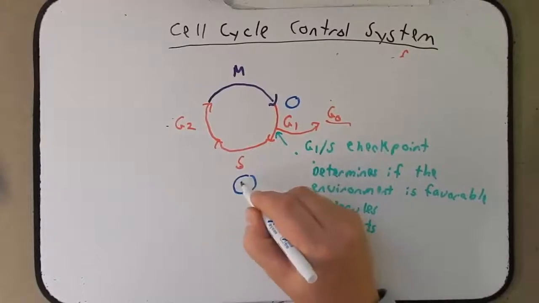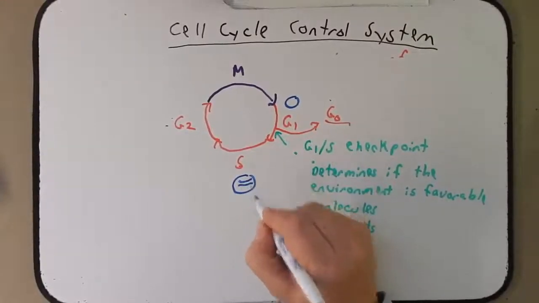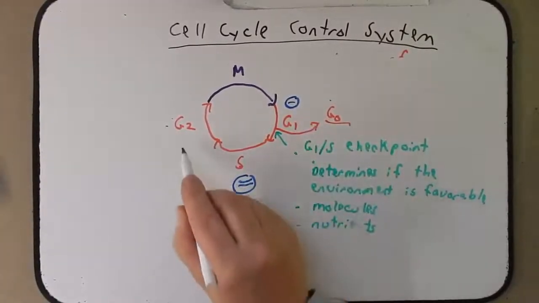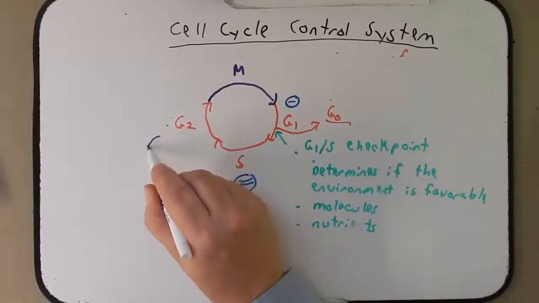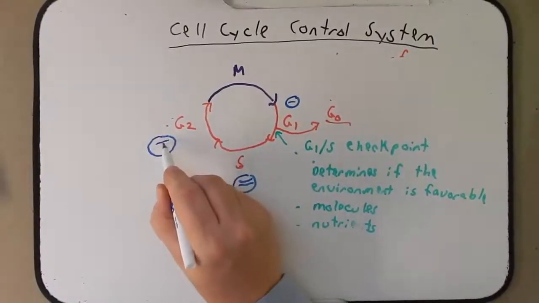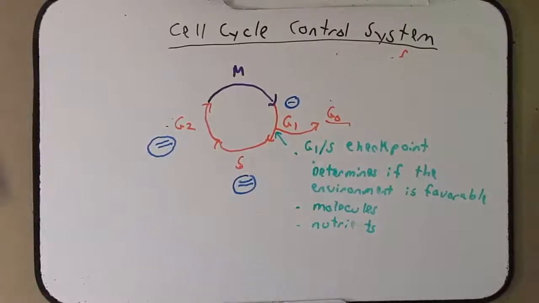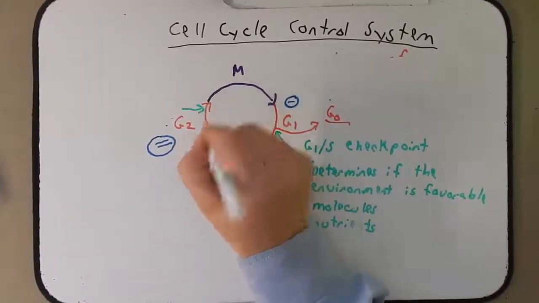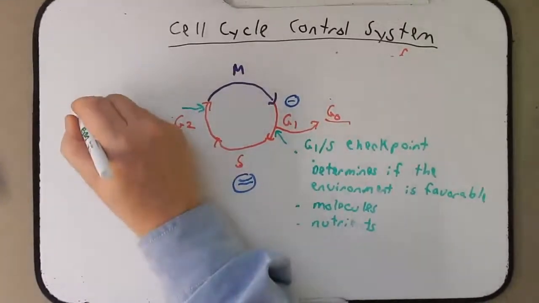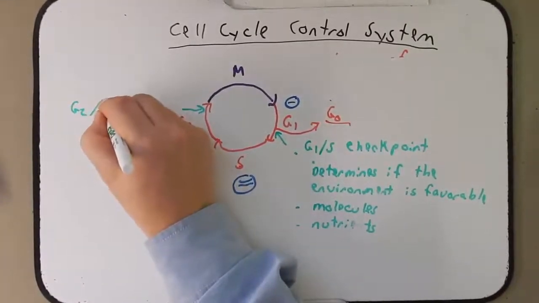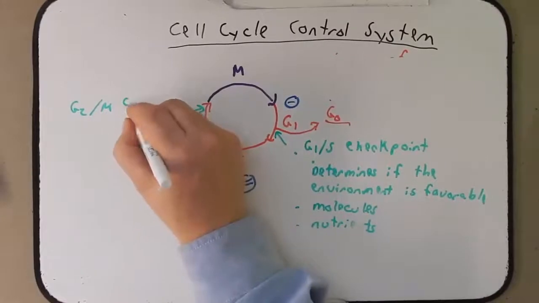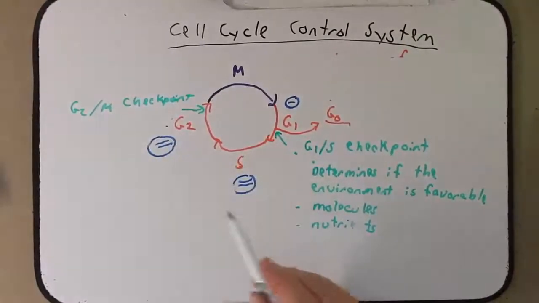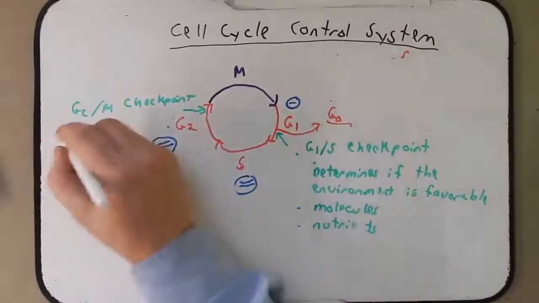In S phase, it will copy that DNA into 2 copies. It will enter into G2. In G2, the cell will get bigger, still with those 2 copies of the DNA. But before it goes into M phase, we have another checkpoint. And this checkpoint is called the G2M checkpoint. Not very creative, but very descriptive. This is a very important checkpoint as well.